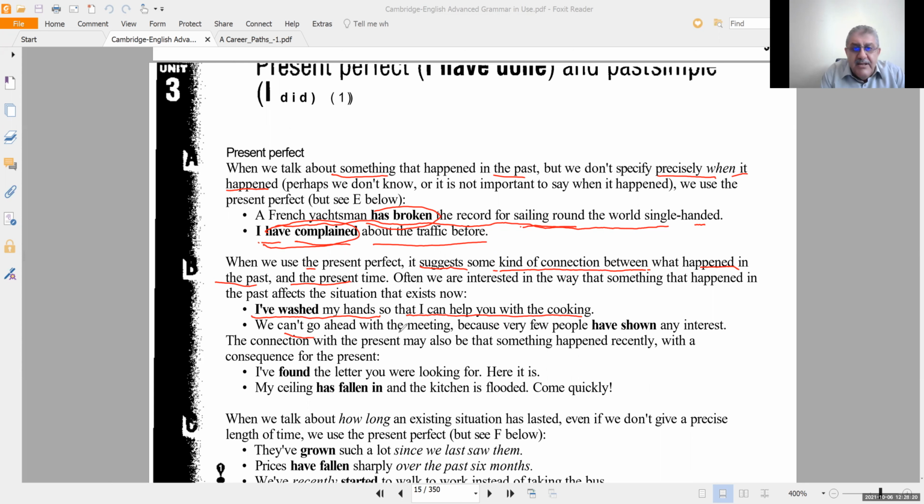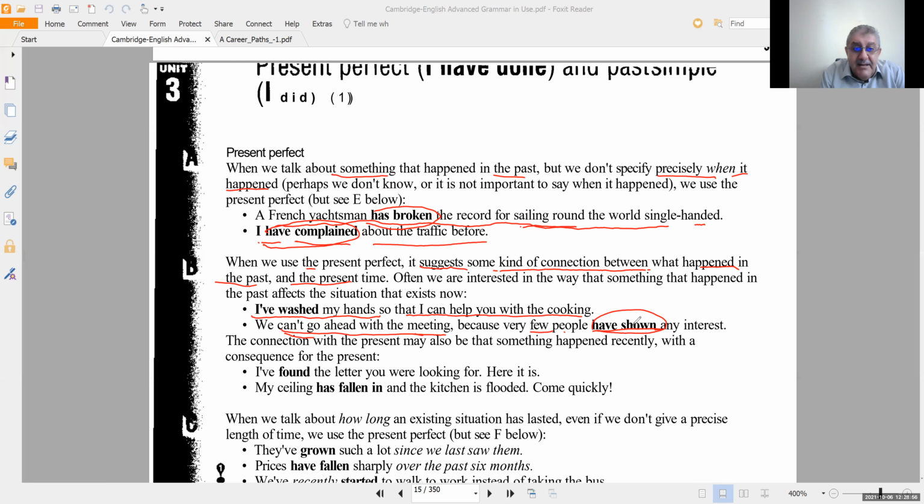We can't go ahead with the meeting because very few people have shown any interest. We can't go ahead with the meeting. لا نستطيع أن نستمر بالاجتماع because very few people have shown. أيضا هنا ناس جاءوا، مش نقول they showed up. No, have shown. لماذا present perfect؟ للتأكيد برضو أنه هذا الحدث وقع منذ فترة بسيطة ونؤكد على هذا. يعني شوفوا الاجتماع، شوية ناس حضروا، إذا لن نستمر بهذا الشكل.